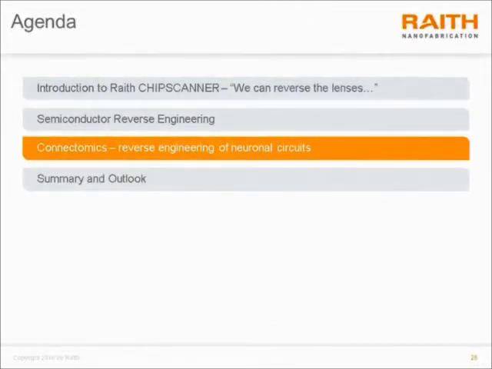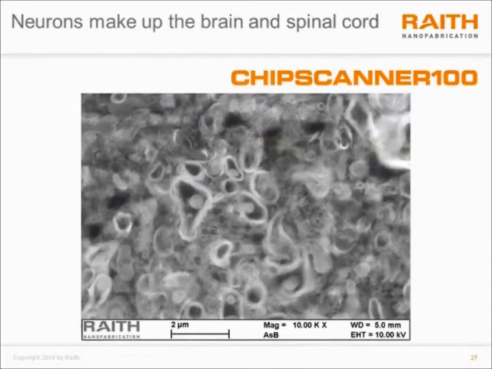Okay, next, I want to talk about a new application of the chip scanner, and this is the reverse engineering of neuronal circuits, which is more commonly known as connectomics. So the chip scanner can image neuronal tissue, as can any traditional scanning electron microscope. Neurons make up the brain and the spinal cord, and we see several neurons, a bundle of neurons here in this section. The neurons are the fundamental elements of the neuronal circuits.